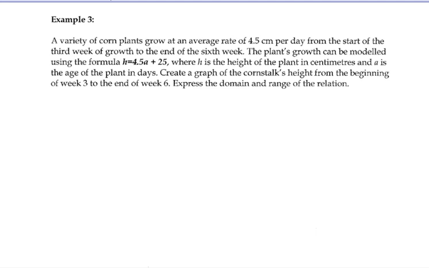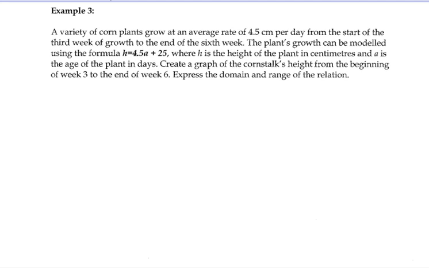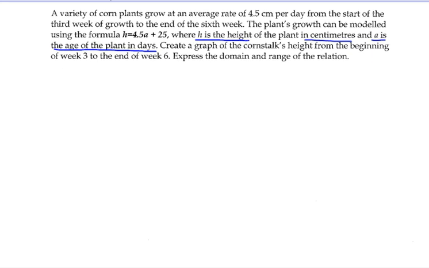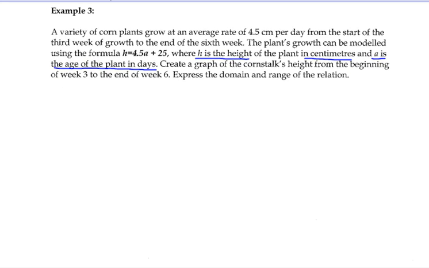Okay. A variety of corn plants grow at an average rate of 4.5 centimeters per day from the start of the 3rd week of growth to the end of the 6th week. The plant's growth can be modeled using the formula h = 4.5a + 25, where h is the height of the plant in centimeters and a is the age of the plant in days. Okay? It says create a graph of the corn stalk's height from the beginning of week 3 to the end of week 6. Express the domain and range.